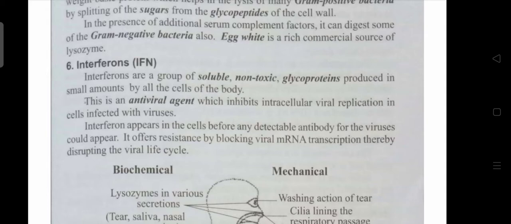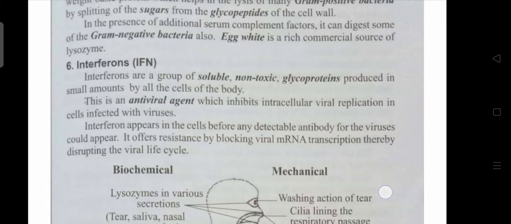Interferons appear even before antibodies detect the virus, because they can recognize a virus before antibodies come. It offers resistance by blocking viral mRNA transcription, thereby disrupting the viral cell life cycle. Interferons have the capacity to block viral mRNA transcription and so disrupt the viral life cycle.